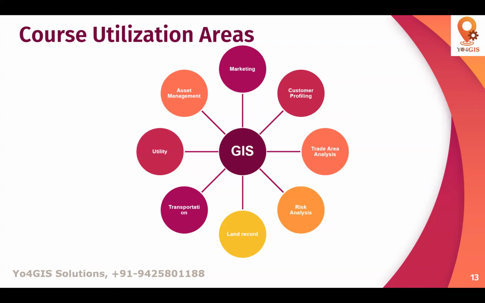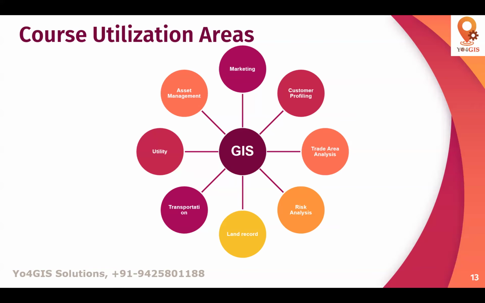Risk analysis. As I told you, flood analysis, where is the flood risk mapping? All these things we can easily do with the help of what? With the help of GIS. Land record, this is a very, very important application. Land record, property tax, utilities, water utilities, electric utilities. In all kinds of utilities, without GIS we cannot imagine any utility network. Because if you keep all this network on paper, no one can remember all these things.